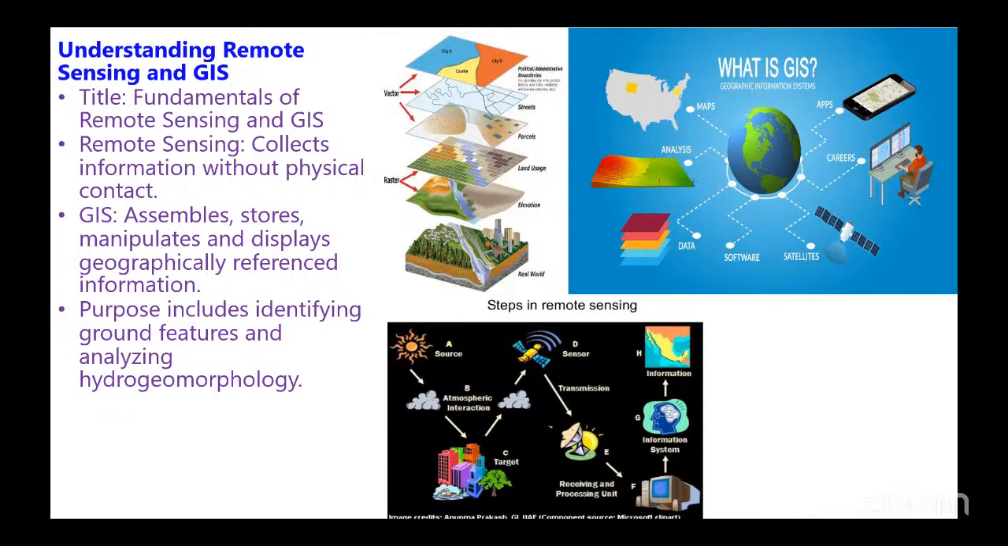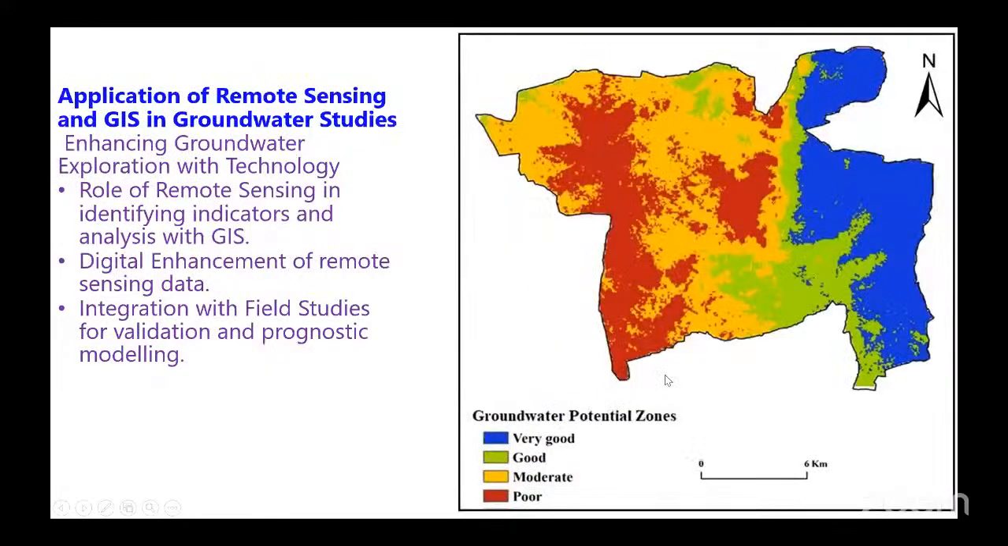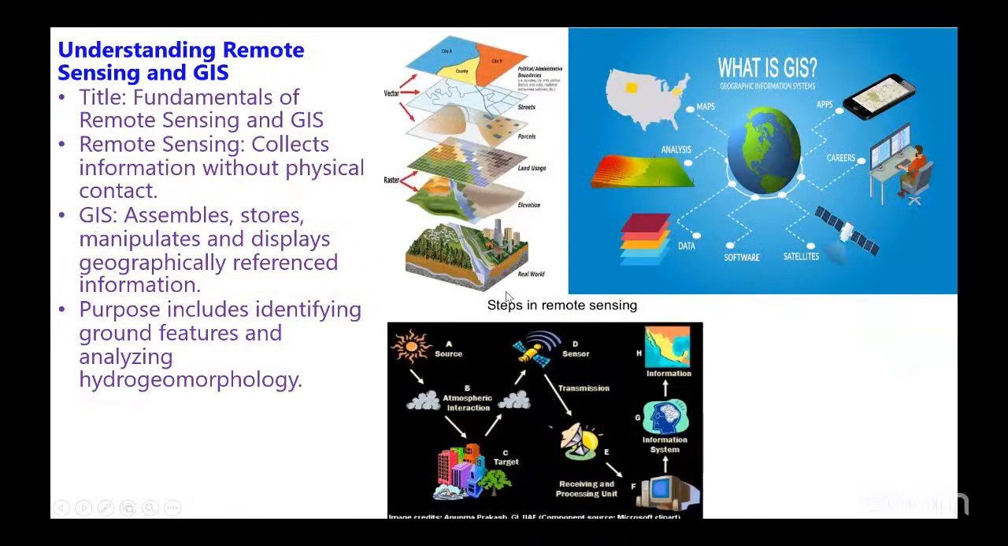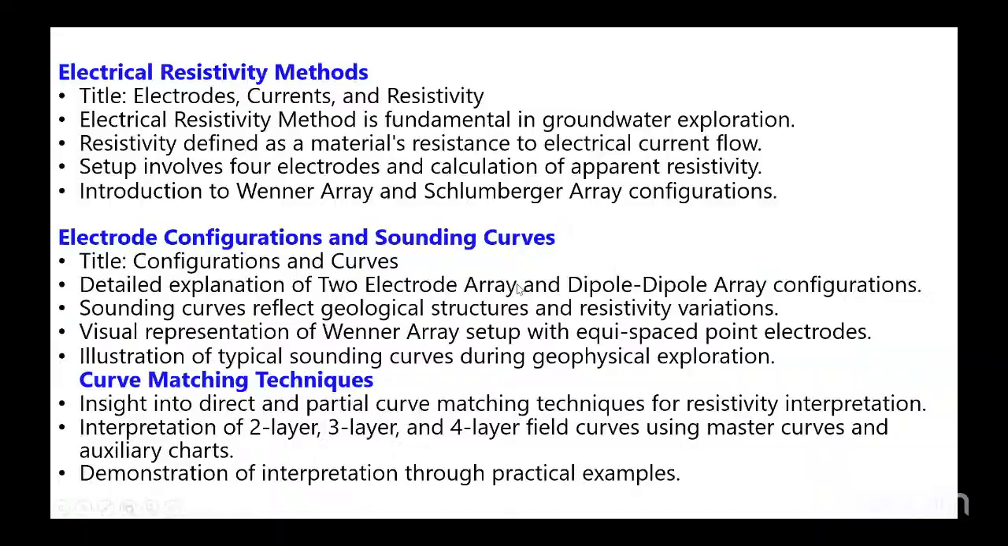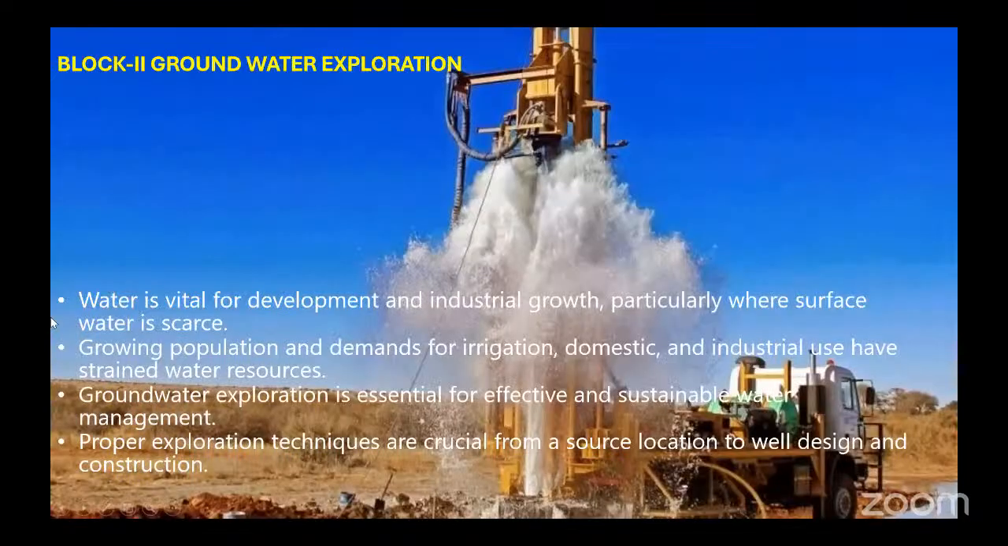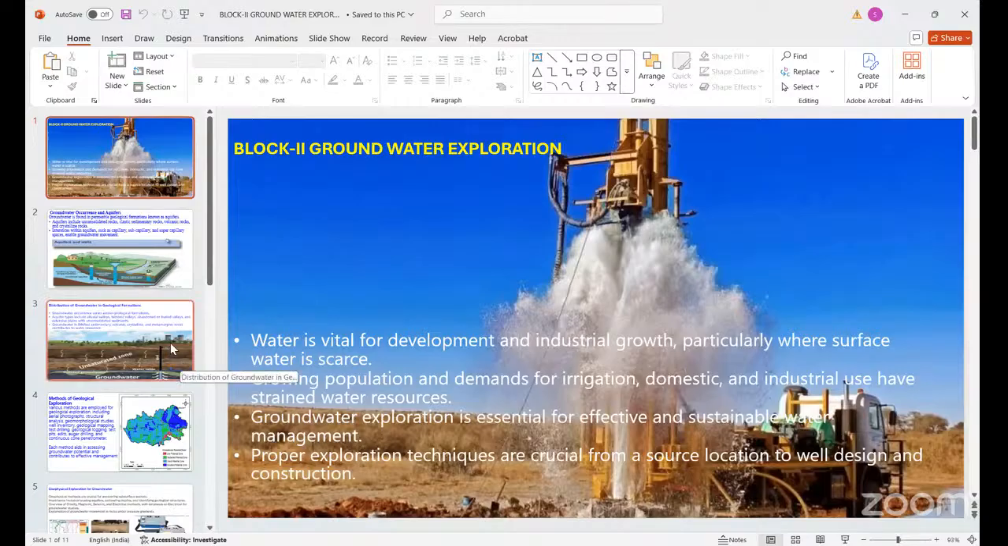With remote sensing and GIS techniques, in less time we can quickly monitor and identify all the potential zones on a larger scale. An application of remote sensing and GIS in groundwater studies is the groundwater potential zone map prepared by GIS and remote sensing methods. So these are the upcoming syllabus contents present in our elective, groundwater exploration.